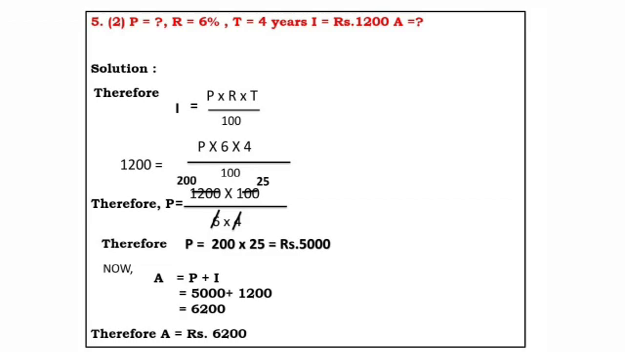Therefore P is equal to 1,200 into 100 upon 6 into 4. Then after cancellation, your P is equal to 200 into 25, which is equal to rupees 5,000. So now you have found out P as rupees 5,000. And now you have to find out what? Amount. So the formula for amount is P plus I. So amount is equal to 5,000 plus 1,200, which is equal to rupees 6,200. So here your P is rupees 5,000 and your amount is 6,200 rupees.